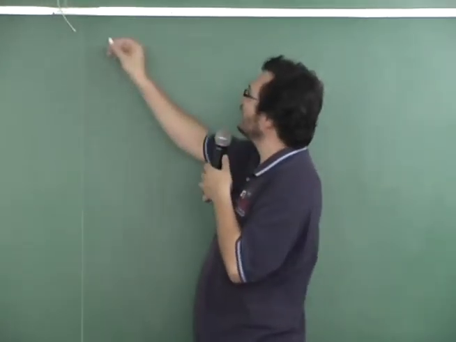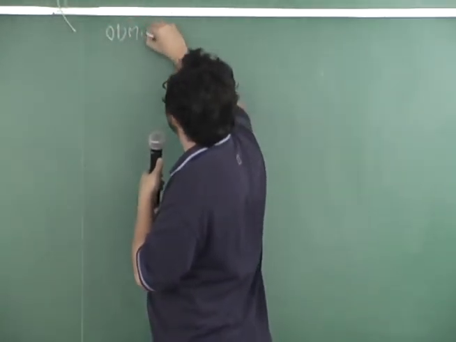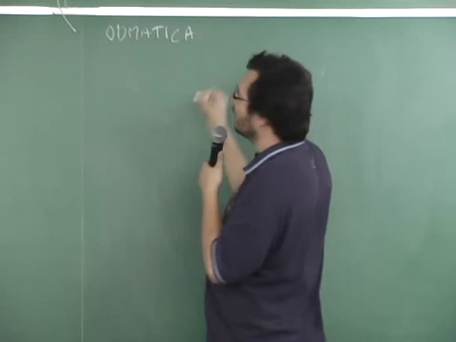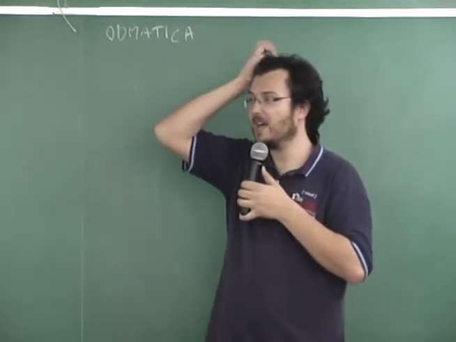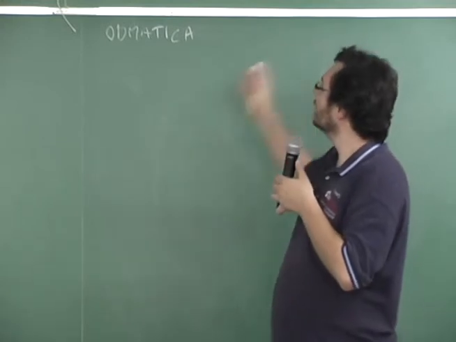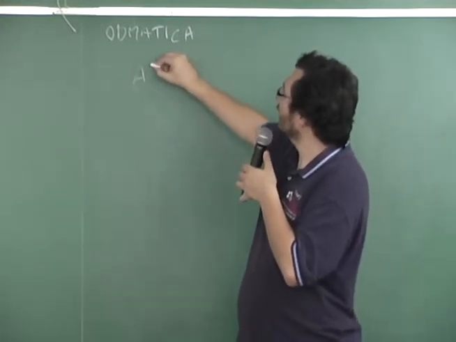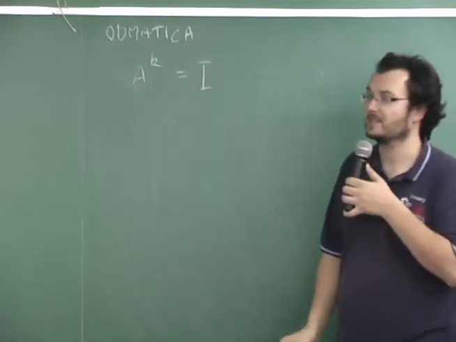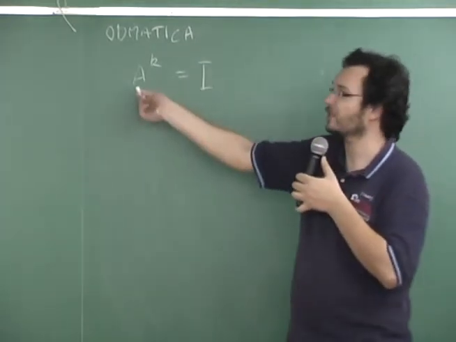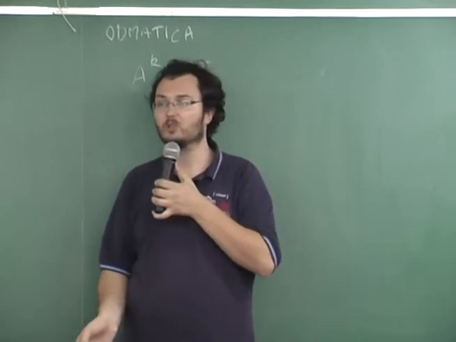And the last problem was called Onmatica, or square root of a matrix. So what we had is we were supposed to find the matrix such that the kth power of the matrix is the identity, and this matrix A has to be, in some sense, non-trivial.